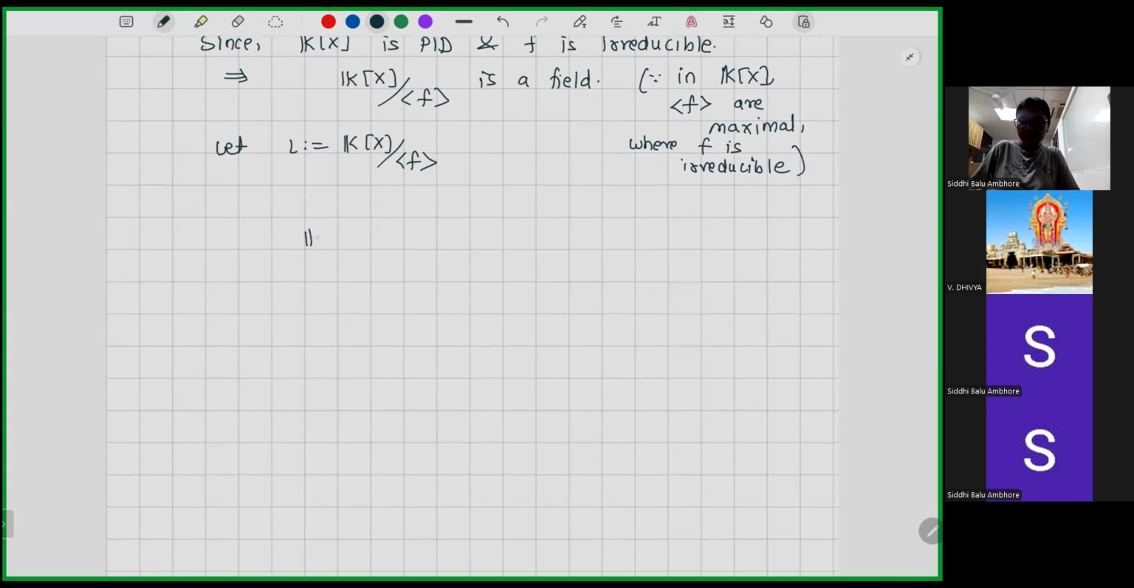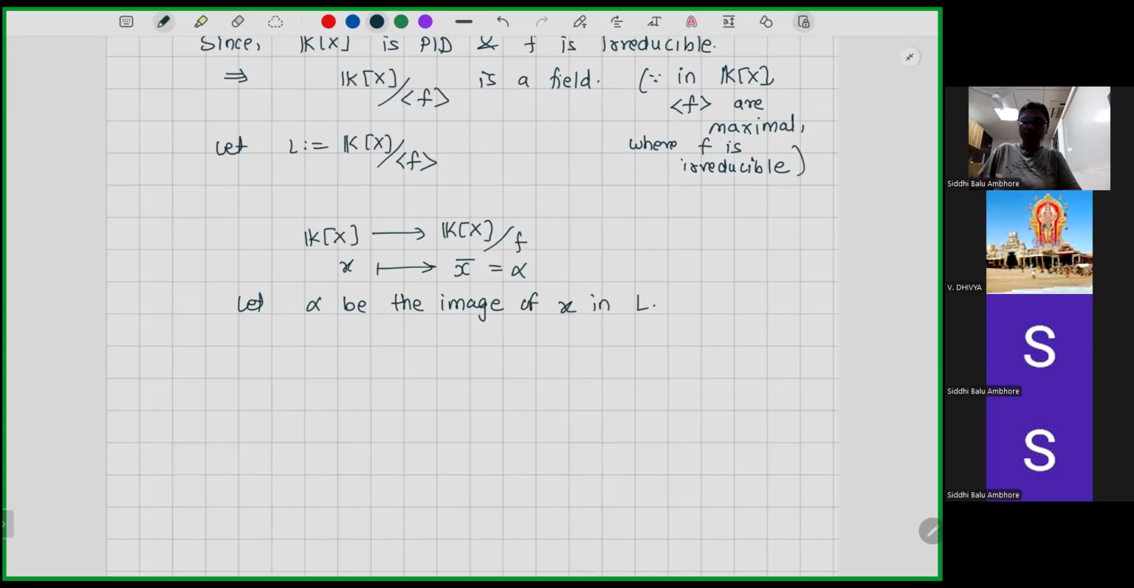Okay, so if I take this map from K[x] to K[x] mod f, x goes to some element here, so it is x bar. Let us call that element alpha for now. So let alpha be the image of x in L.